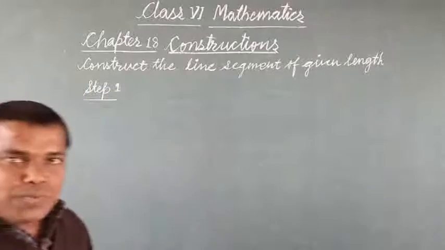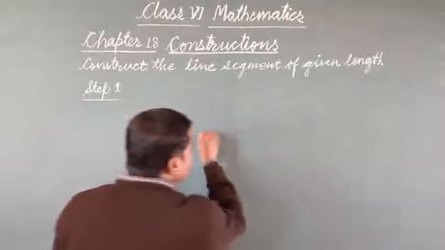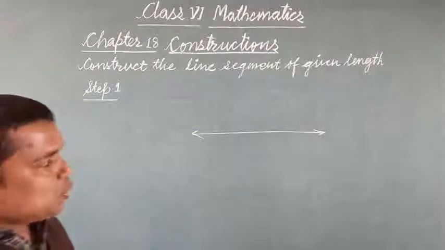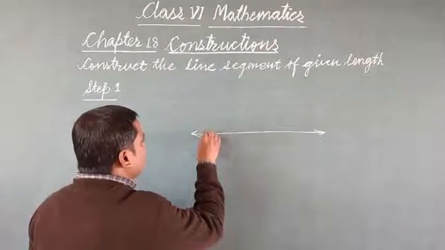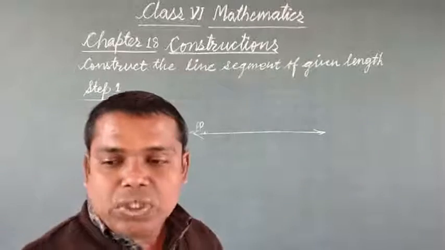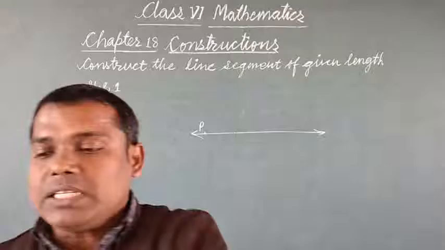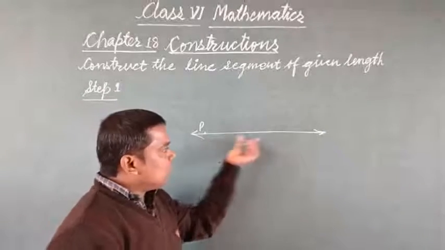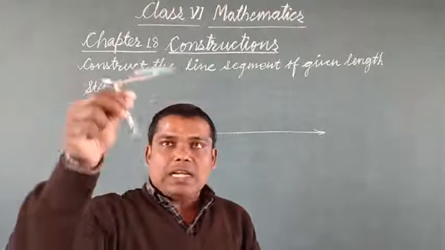In the first step, we will draw a line. With this, I have drawn a line. Then we will take a point on it. Suppose here I have taken point P. Okay. Now, suppose I have to draw a line segment of length 5 cm. Then I take the first step: I will draw a line. Then I will take the ruler and compass.